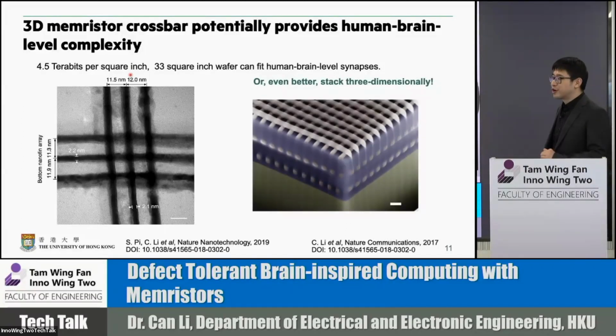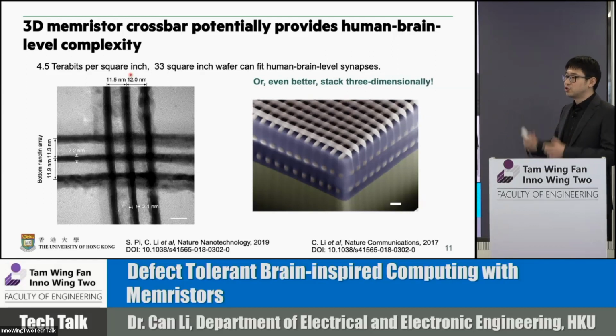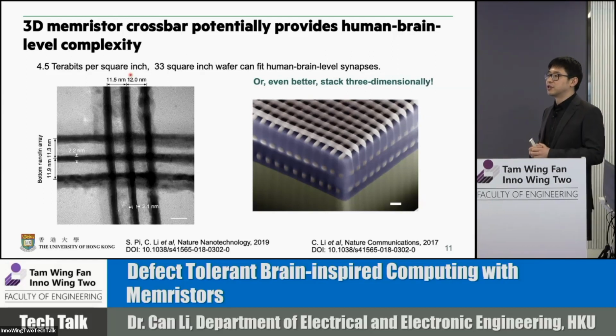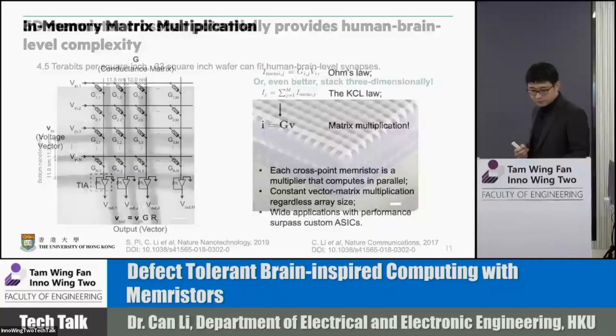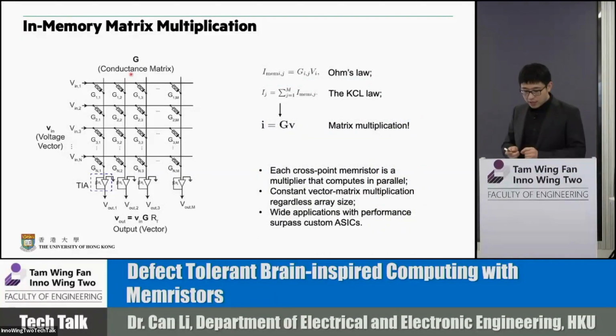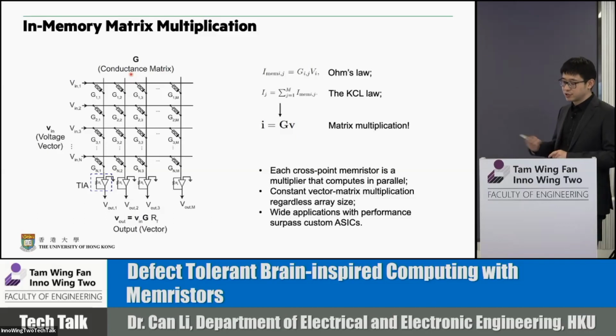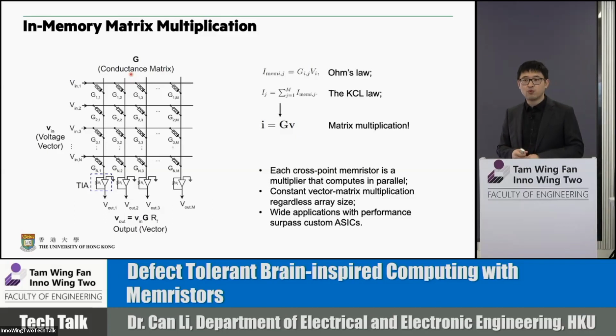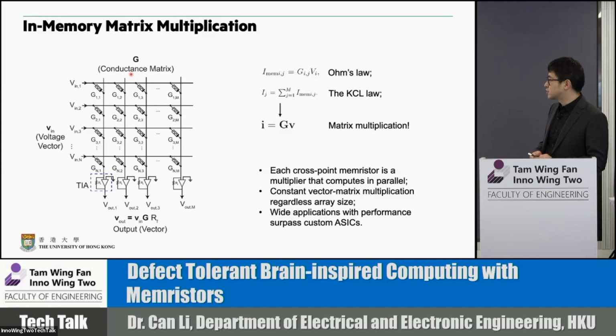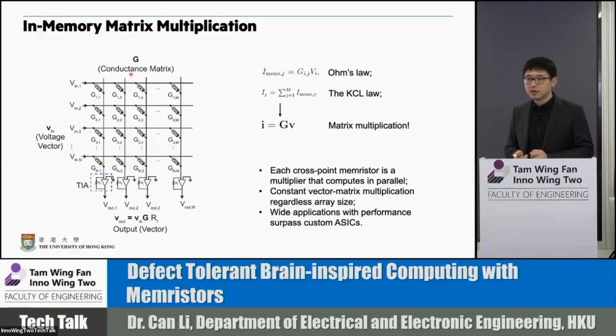And what's more is that this device is also 3-dimensional stackable, which means that you can fit the entire human brain into an even smaller chip. Okay, so how does this kind of device or structure do computation? One typical example is matrix multiplication. Here, I would like to spend a little bit of time on it.